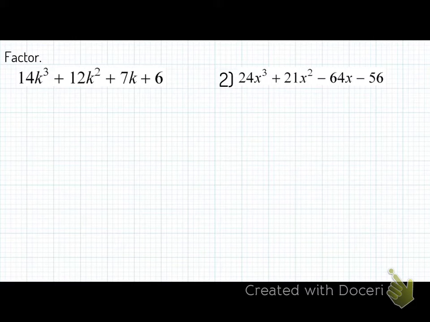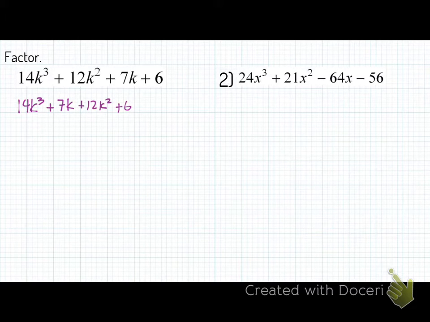So I'm noticing patterns, though. I know that 2 goes into the 14 and 12, and 6. But I also notice 7 and 14. What's the GCF of 7 and 14? 7, right? And 12 and 6, what's the GCF of 12 and 6? So I could rewrite this to make it a little bit easier. I'm going to put 14k cubed plus 7k, and then I'm going to rewrite this with 12k squared next to positive 6. I didn't change my problem at all, I just changed the order of it.